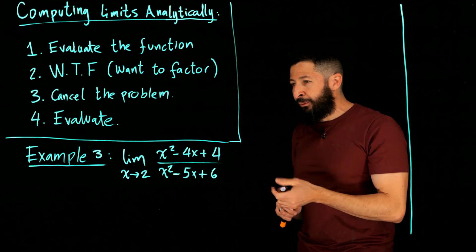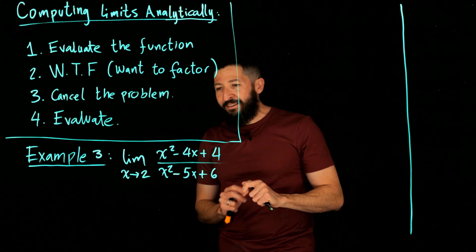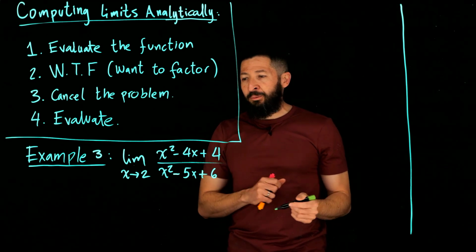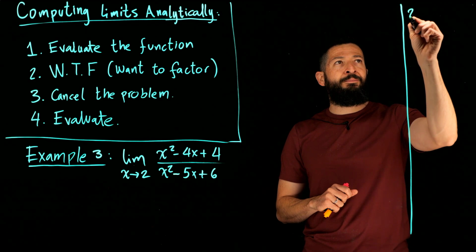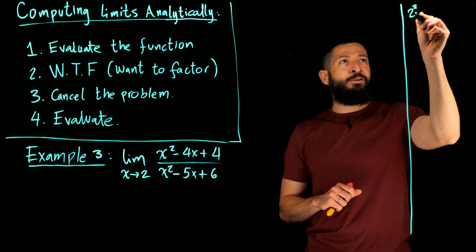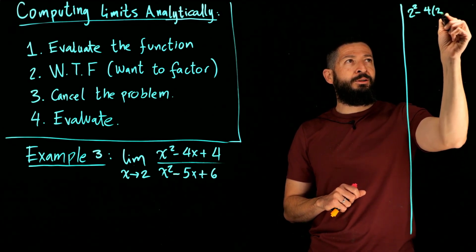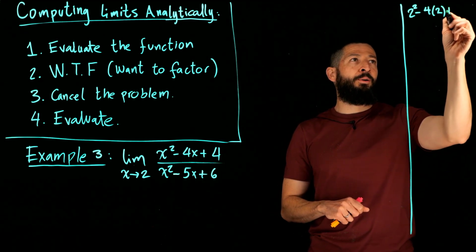All right, guys, so here I wrote another example for you guys. So let's go ahead and test this one out. Let's plug 2 for these functions. So we get 2 squared, then minus 4 times 2, and then here I get plus 4.